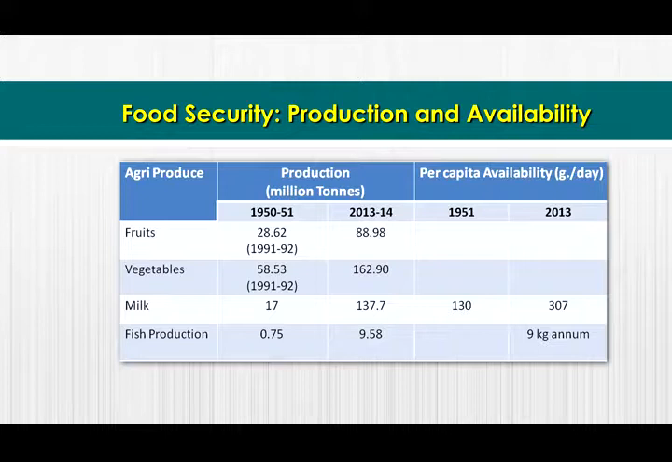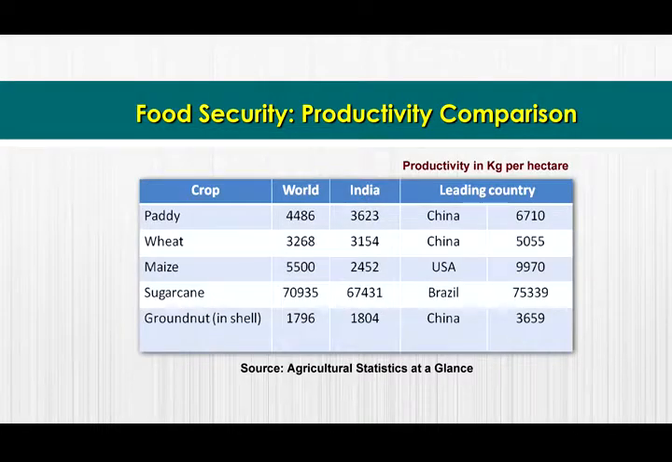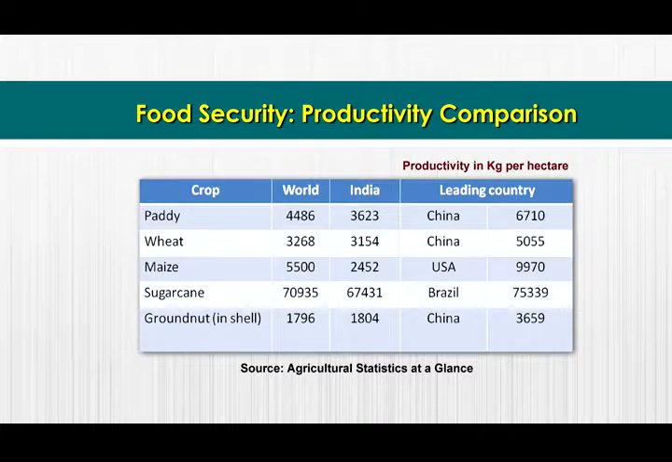So there is a drastic change in agriculture production. There is a large scope for increase in agriculture production. When we compare our productivity with other countries, we will find that there is a tremendous scope to further increase our production and productivity. In India, paddy productivity is 3,623 kg per hectare, whereas the world average is 4,486 kg per hectare.